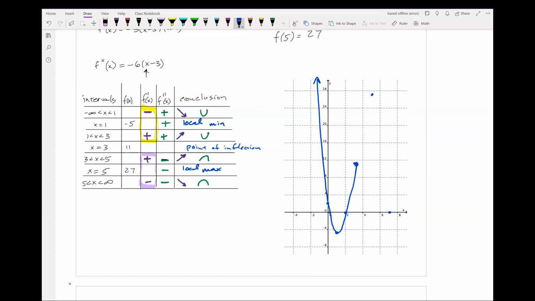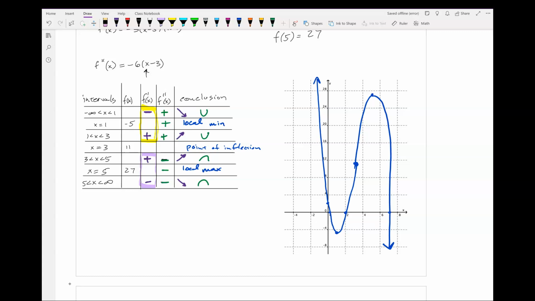And we notice that we switch from concave up to concave down. So in between those, we have a point of inflection. And so this point right here is a point of inflection. And now we are going to increase and concave down. So that maybe looks something like that. We hit our local maximum. And then we are decreasing concave down through that x-intercept. And that should give us the rest of our graph.